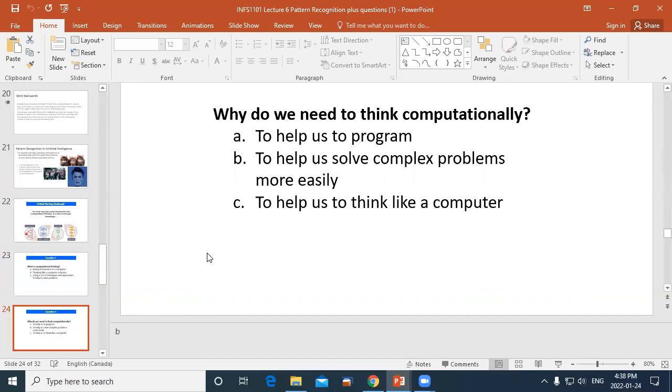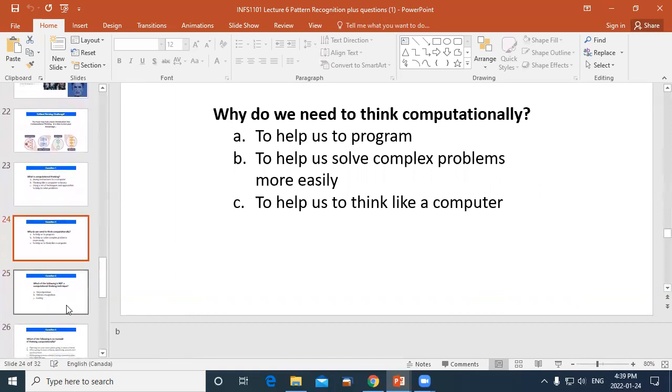Okay, this one. Why do you need to think computationally? Very good. So that means you're listening, because it's something that everybody should be able to do, right? It's not just for programming. Everybody should be able to do this to solve problems because everybody has problems.